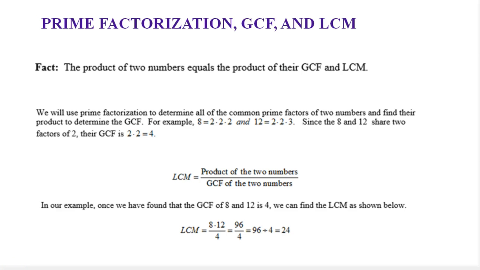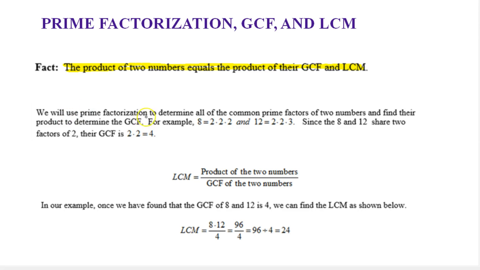In this video, we're going to learn how to use prime factorization to find the GCF and LCM of two numbers. So, fact, the product of two numbers equals the product of their GCF and LCM. Okay, so we're going to use this idea and prime factorization to find the GCF and LCM without listing all the factors and without listing a whole bunch of multiples. We will have to find the prime factorizations of the two numbers though.